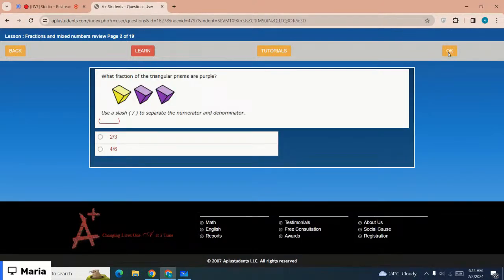What fraction of the triangular prisms are purple, which is the correct option? Yes, that is 2 out of 3. Option number 1 is the correct option.